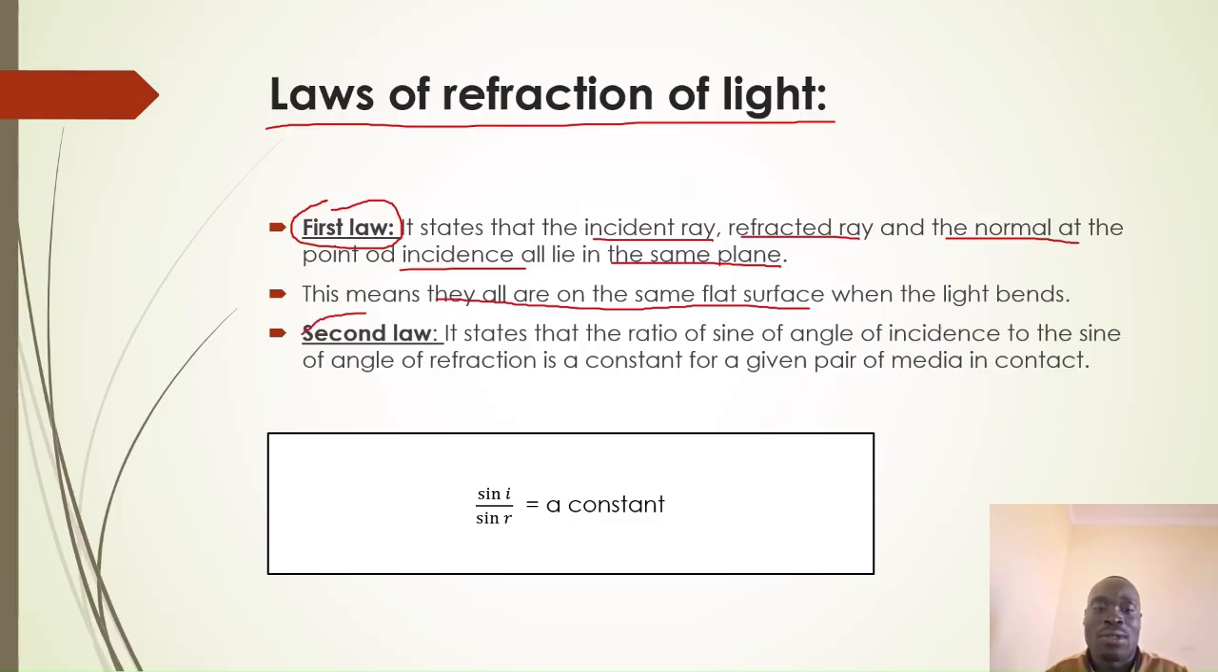Meanwhile, the second law states that the ratio of the sine of the angle of incidence to the sine of the angle of refraction for a given pair of media is a constant. So when you take the sine of the angle of incidence and divide it by the sine of the angle of refraction, it should give you a constant. And that constant is what we call the refractive index of the material.